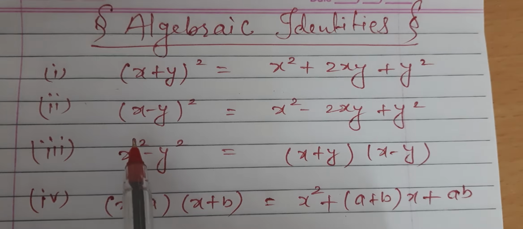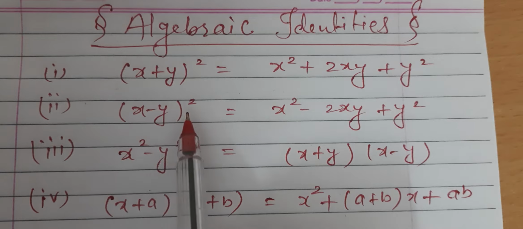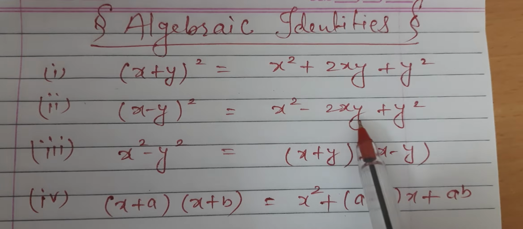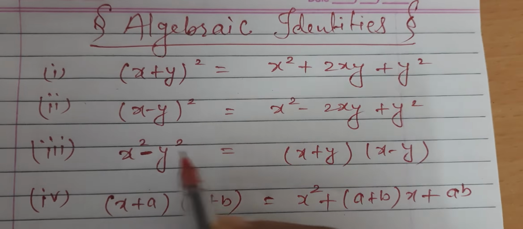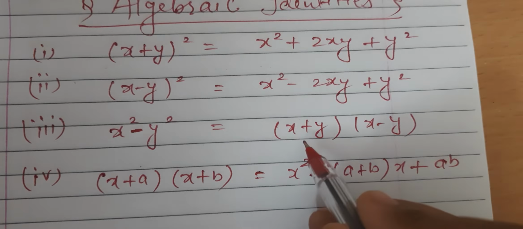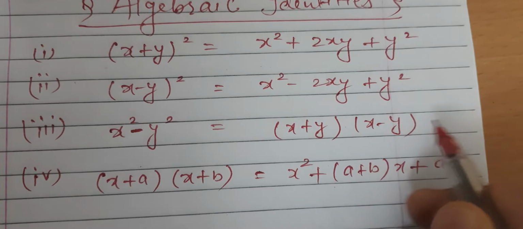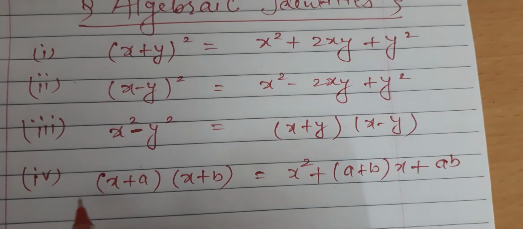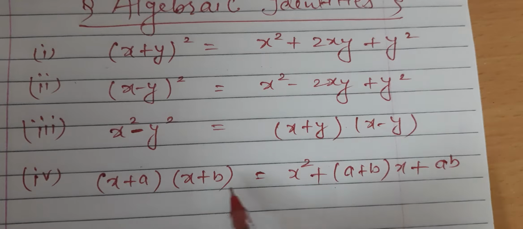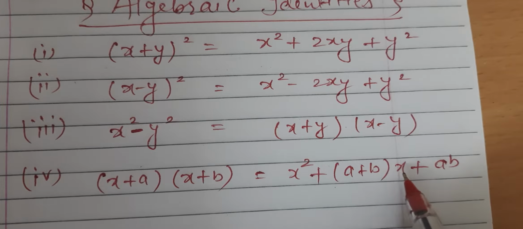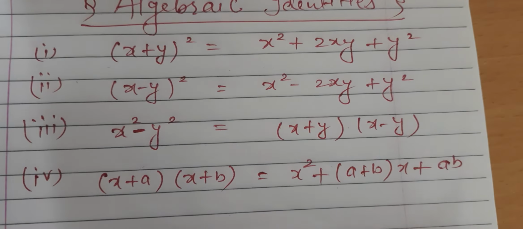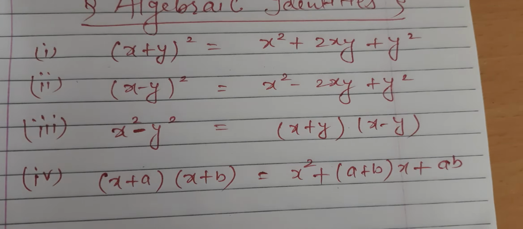The second identity is (x minus y) the whole square, which is x square minus 2xy plus y square. And the third one is x square minus y square, which equals (x plus y) multiplied by (x minus y). And the fourth one is (x plus a) multiplied by (x plus b), which equals x square plus (a plus b) multiplied by x plus ab. So we have these four identities. Now we will solve questions based on these.